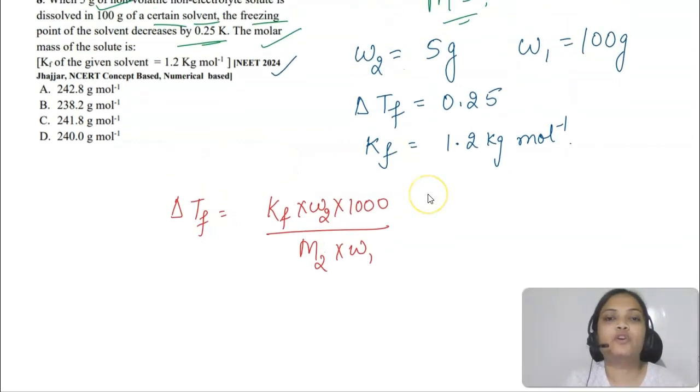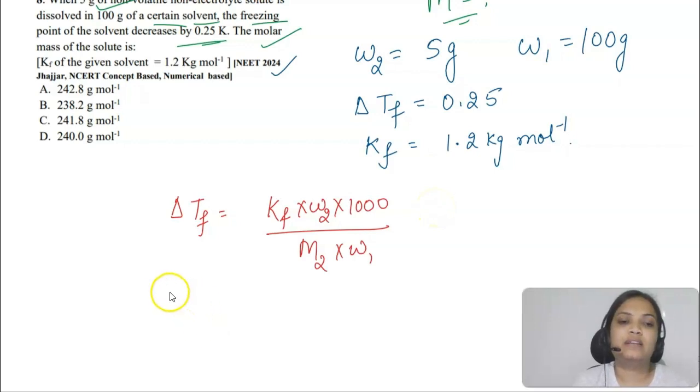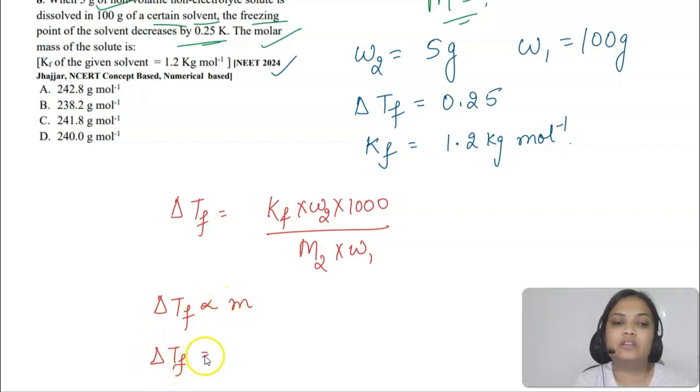Or else if you are not able to understand, or if you are not able to even remember the formula, what are you going to do in that case? In that case, students, you know that delta TF is directly proportional to molality. So delta TF is equal to KF into m.